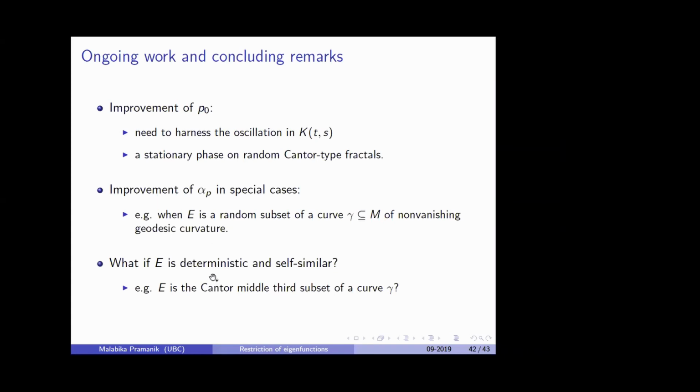Finally, if one steps away from the random framework, would it be possible to obtain good bounds for deterministic Cantor sets? For example, the standard Cantor middle third set. Right now, there seems to not even be a partial answer in this direction.